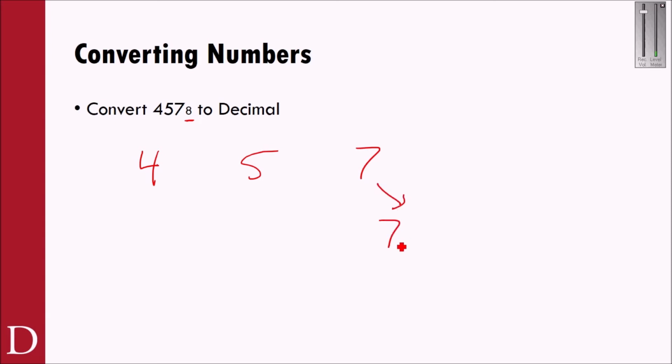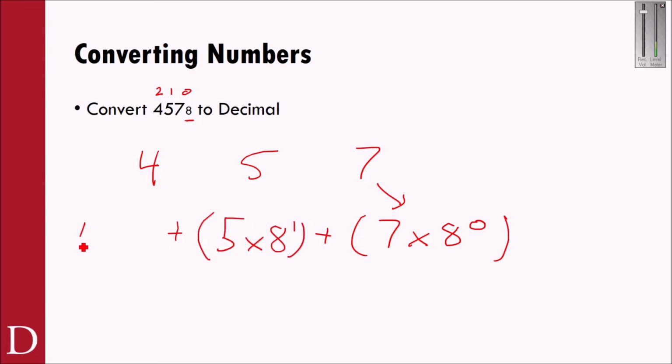So this is going to be 7 times the base raised to the index. So this would be index 0, index 1, and index 2. That's going to be 7 times 8 to the 0, plus 5 times 8 to the 1, plus 4 times 8 squared. I can see how those come together pretty quick and easy. This one looks like it's going to be a little tricky here.